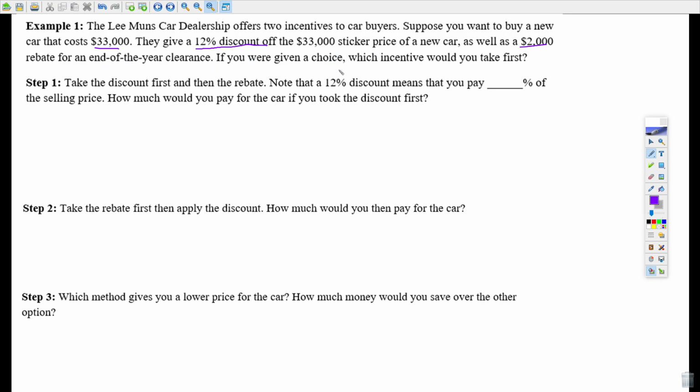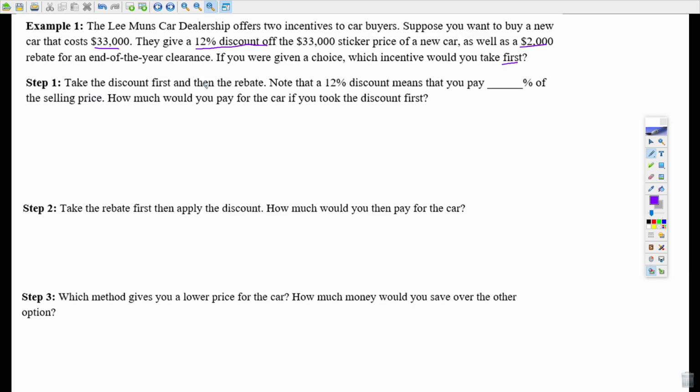A rebate is just basically they're giving you money back, right? Like you pay it up front and they're going to give that money to you back. So you're actually getting $2,000 off the car. If you were given a choice, which incentive would you take first? So the question is, are you going to do the discount and then do the rebate, or do the rebate and then the discount? So we're going to work through that in these 3 steps.